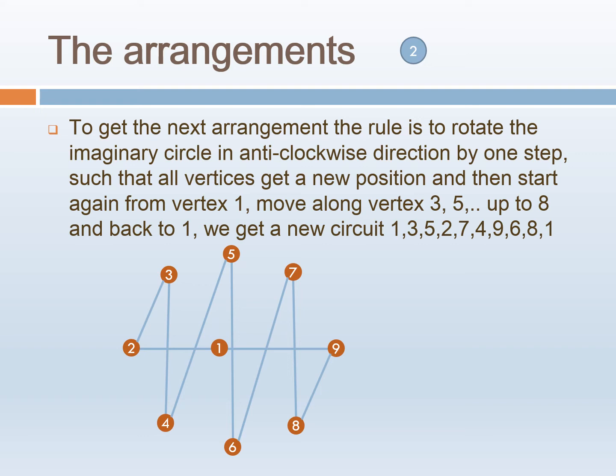How is this possible? Okay, this is purely based on certain theories of graph theory. To get the next arrangement, there is a rule. It is based on a rule. The rule is that rotate the imaginary circle in anti-clockwise direction by one step, such that all vertices get a new position, and then again start from vertex 1, move along the adjacent vertices until you are finally back to 1. Okay, I'll again explain to you.